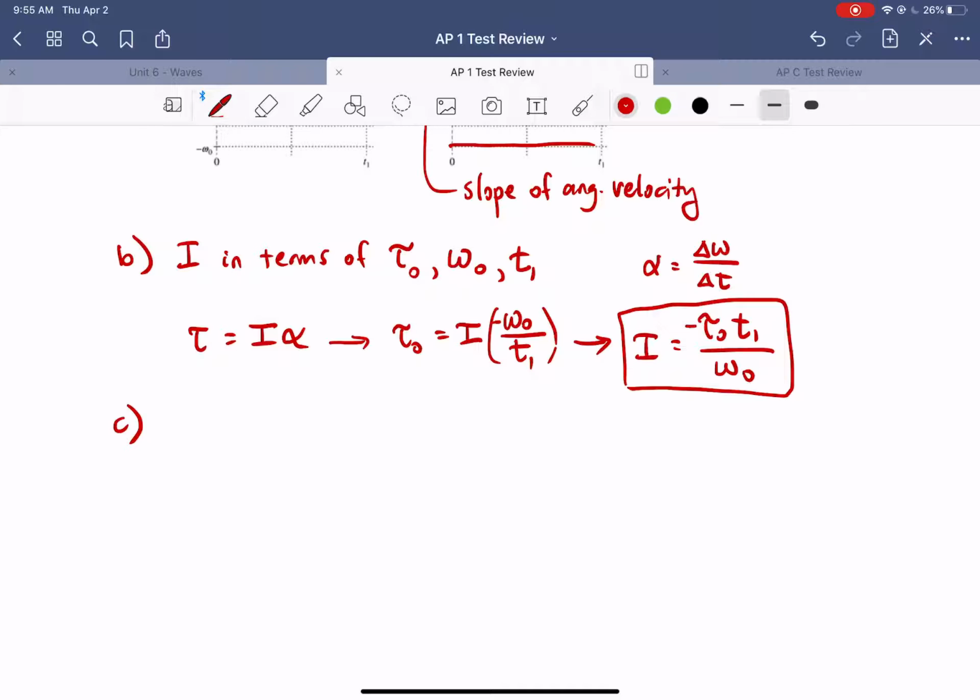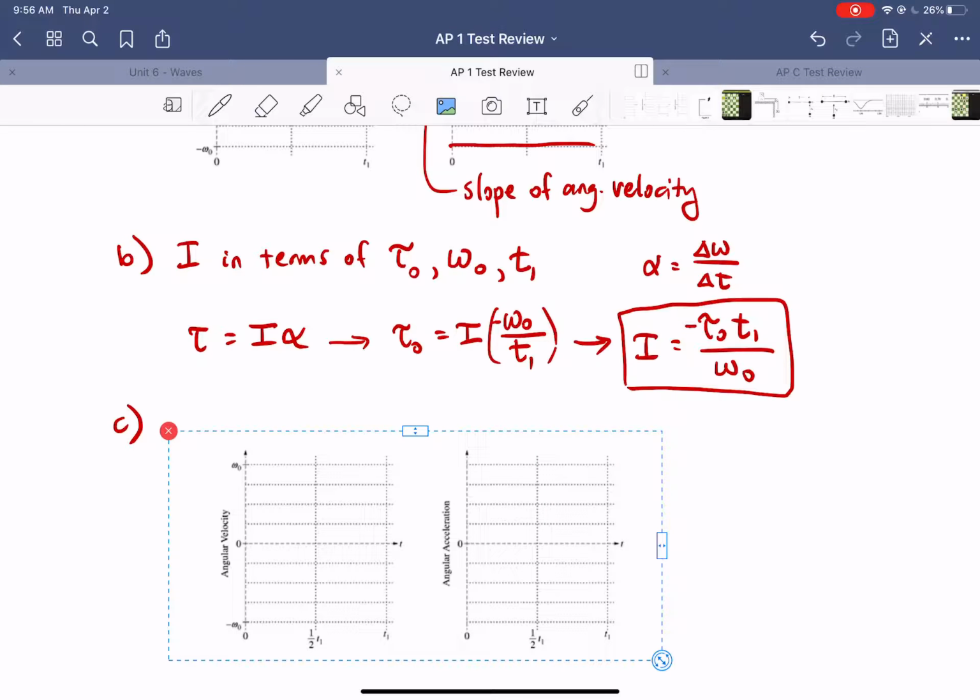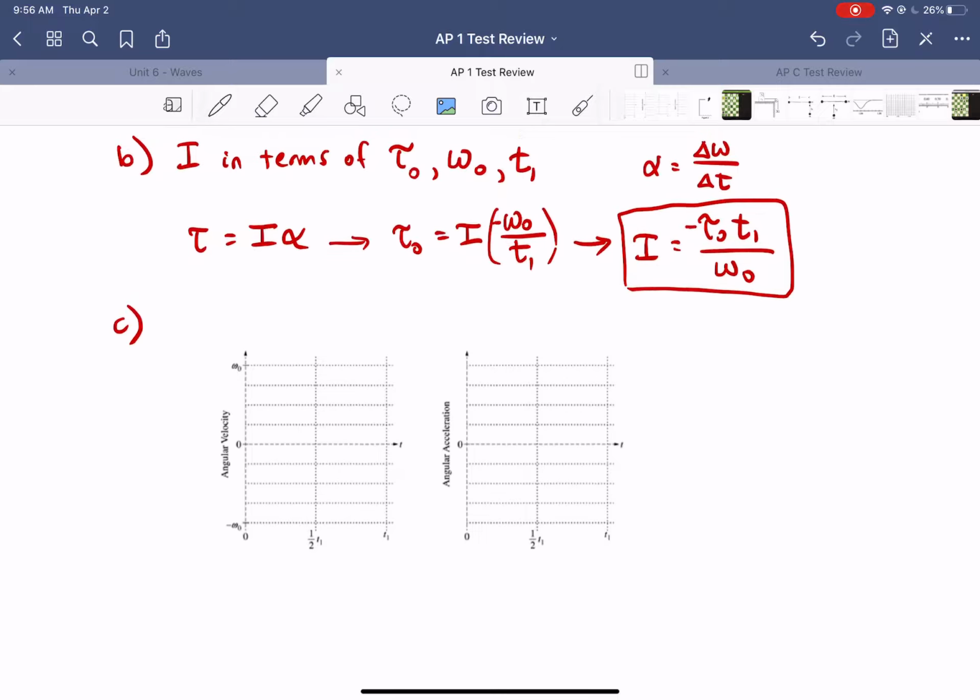All right, so part C says that now we're going to repeat this experiment, but this time we're going to let oil drip on the surface slowly, starting at the time half of t1. So things are going to go just as before for half of the time interval, but then after that we're going to start dripping oil on this disk so that the friction is gradually reduced over time. And we have a new set of axes that we want to fill out to show how the disk is going to behave in this second experiment.